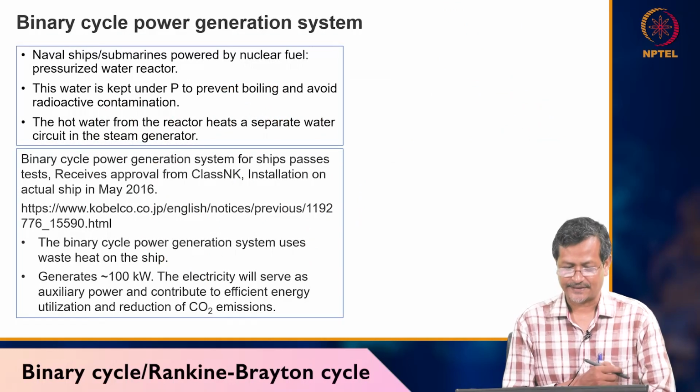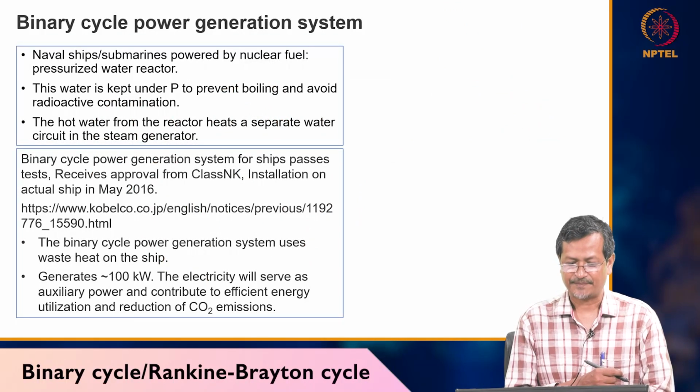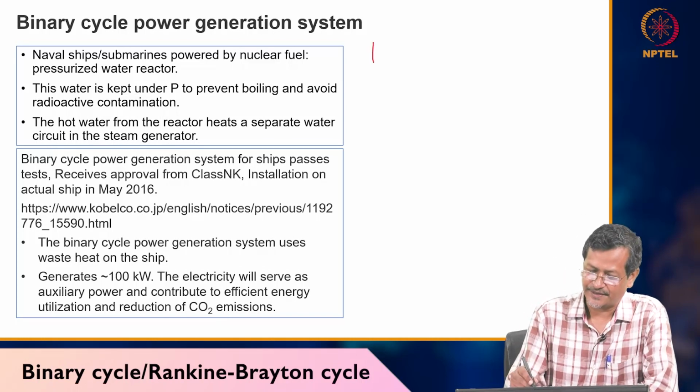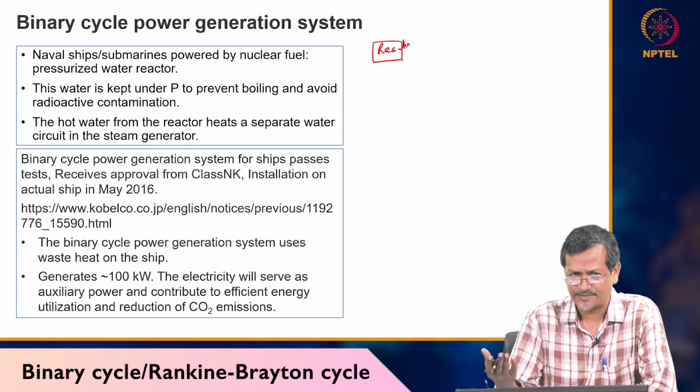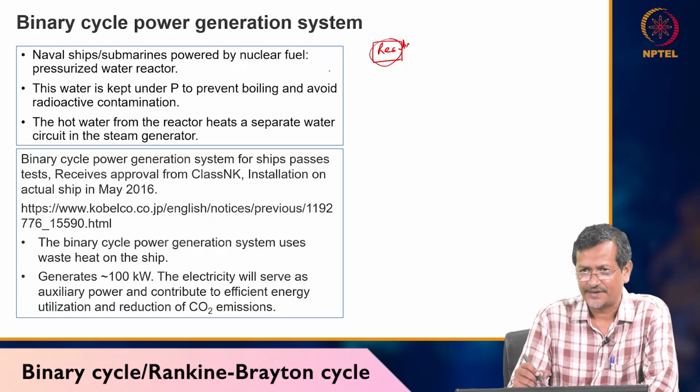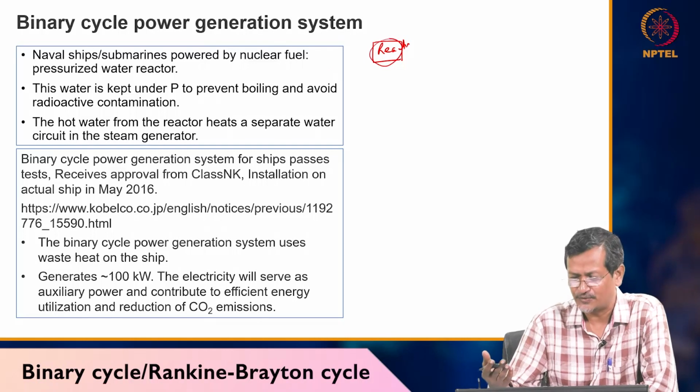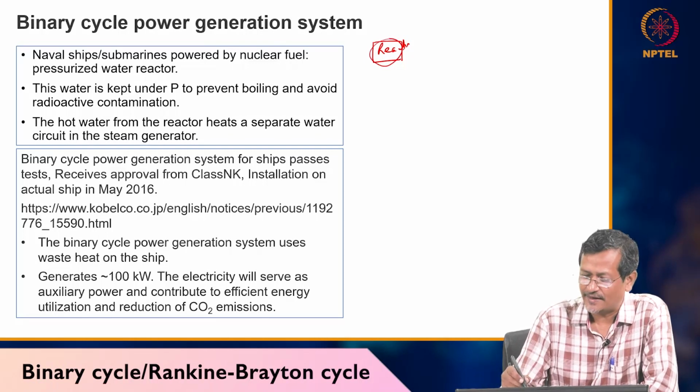Now binary cycle. So naval ships, a submarine powered by nuclear fuel, pressurized water reactor. Normally there will be one energy source. Okay, reactor. So reactor in steam turbine system, it is a boiler. Okay, but it is having very high temperature. Temperature will be so high, so directly normally we do not put water here. Rather, we will have one secondary fluid.